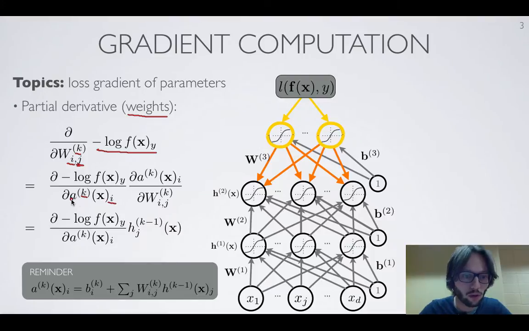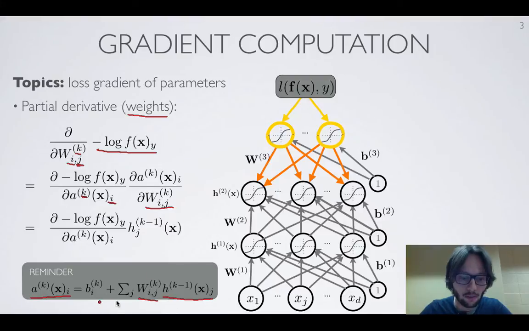So using the chain rule, we can write that partial derivative as the product of the partial derivative of the loss function with respect to the pre-activation at the kth hidden layer for hidden unit i, times the partial derivative of that pre-activation with respect to our parameter. And now we know that the pre-activation is a linear function with respect to the weight. So it's a linear transformation of the activation of the hidden layer below.